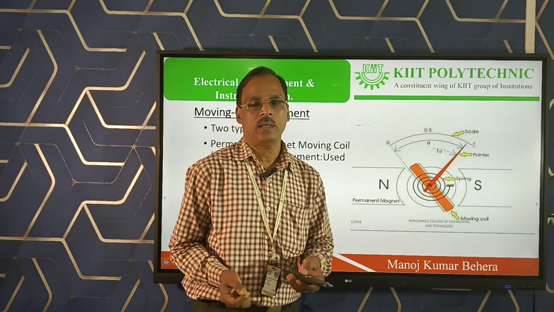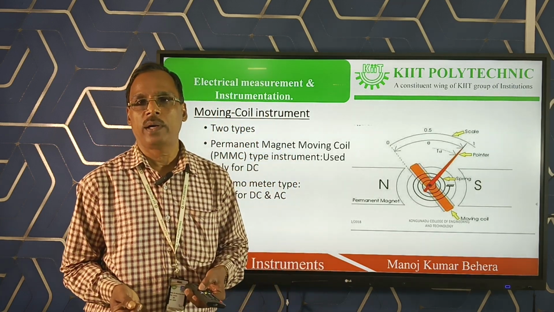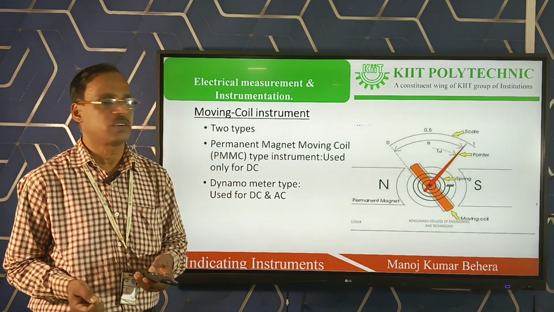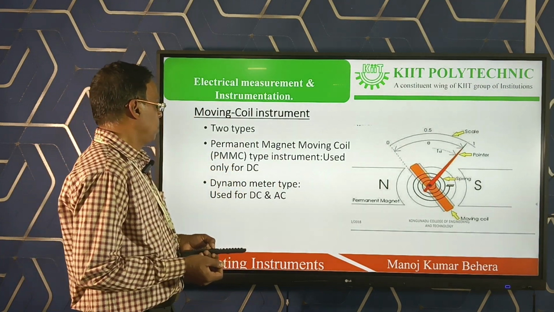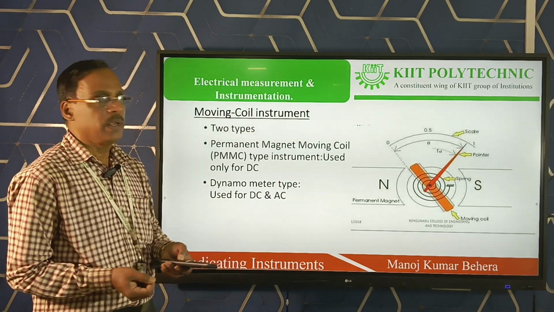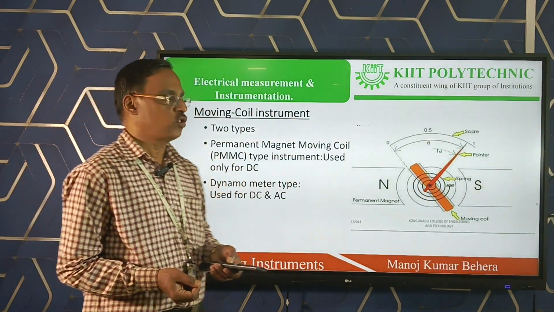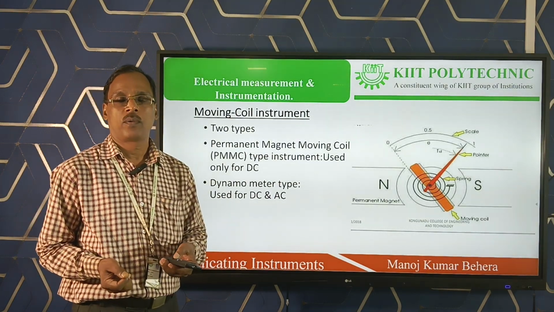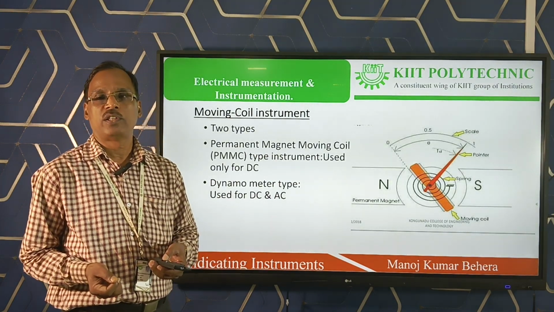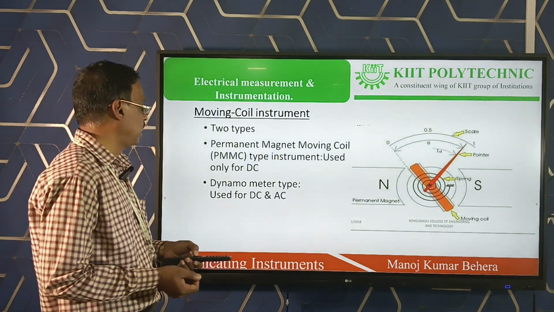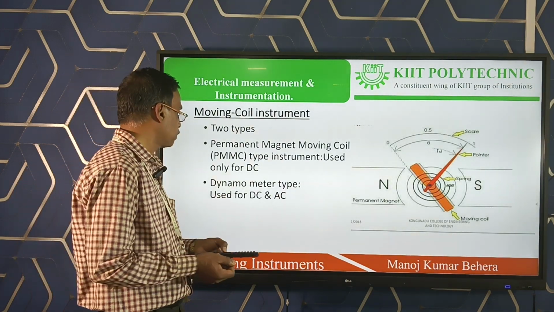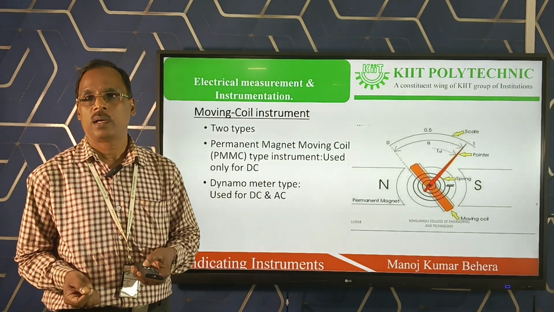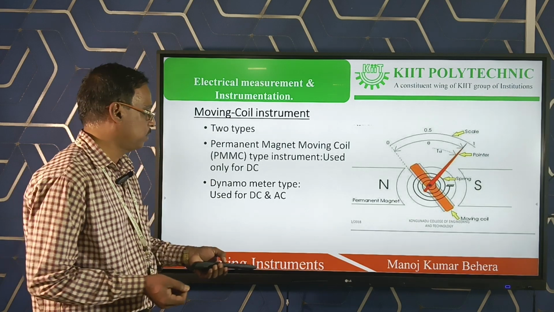So these are the essentials of the indicating instrument. One of the most important indicating instruments is the PMMC instrument. See here, we have moving coil instrument, that is the PMMC instrument, and dynamometer type instrument. Generally PMMC instruments are used for only DC measurement. DC ammeter and DC voltmeter are PMMC instruments. Another instrument is dynamometer type. Generally wattmeter is a dynamometer type instrument.